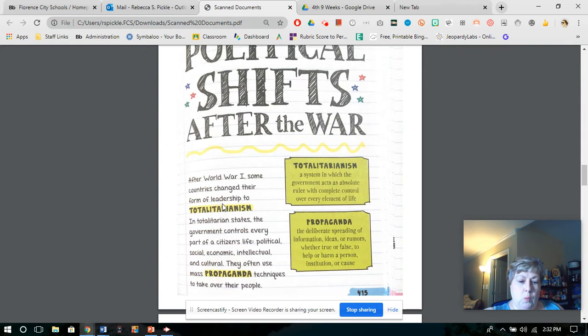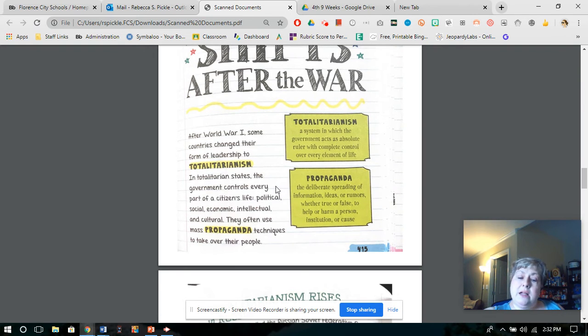Okay, so after World War One, some countries changed their form of leadership to totalitarianism. In totalitarian states, the government controls every part of a citizen's life: political, social, economic, intellectual, and cultural. They often use mass propaganda techniques to take over their people.